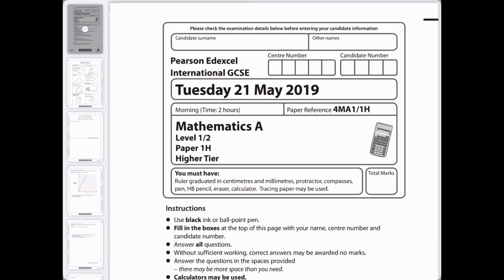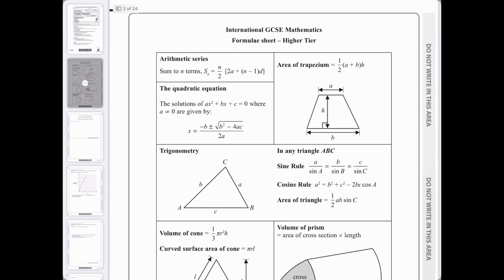Hello, today we are starting with the IGCSE from Tuesday the 21st of May 2019. So it's paper reference 4MA1, 1H. As ever, we have the formula sheet.